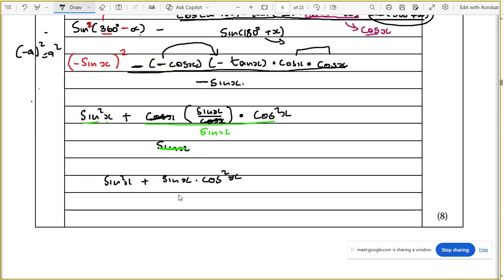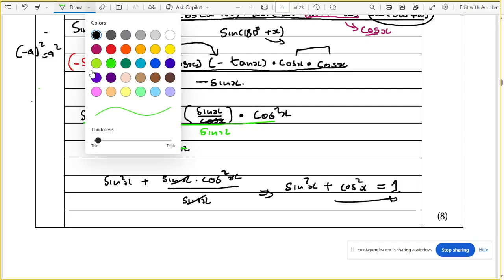So this is over sine x. So this tells you that this sine x and that sine x will cancel, which leaves us with sine squared x plus the cos squared x, which is equal to 1. That's the final answer. Are you all happy with that? Yes, sir.